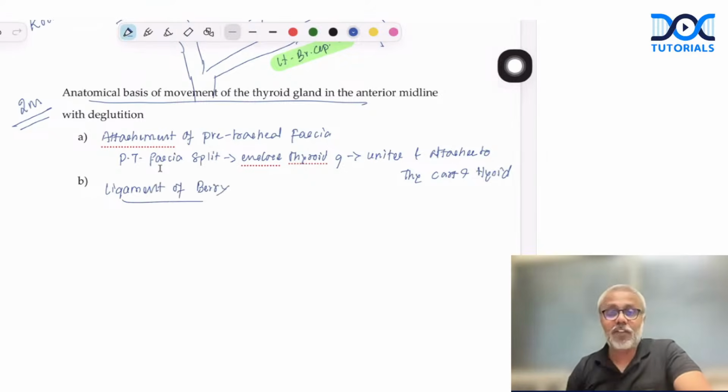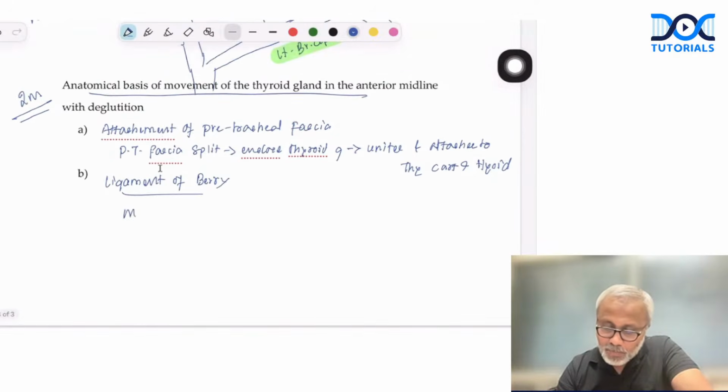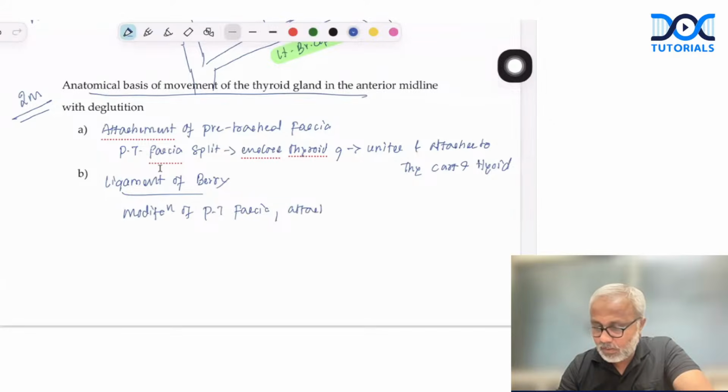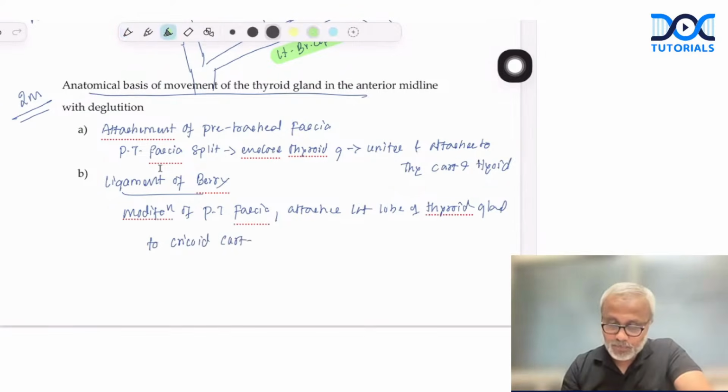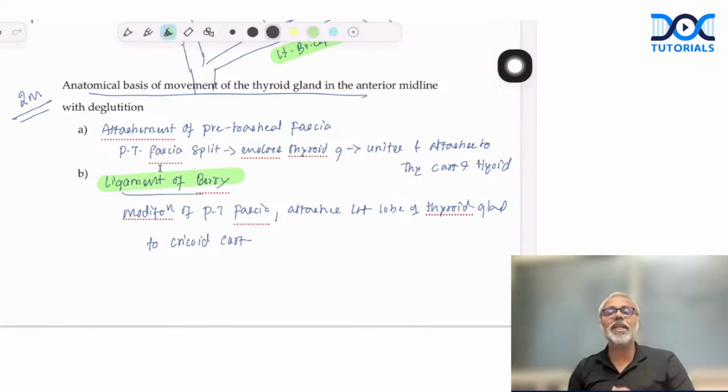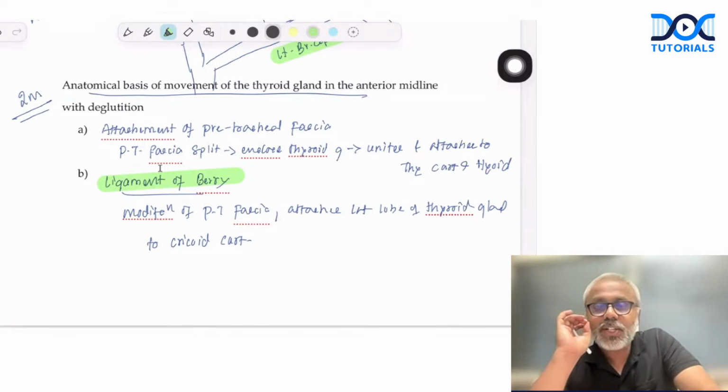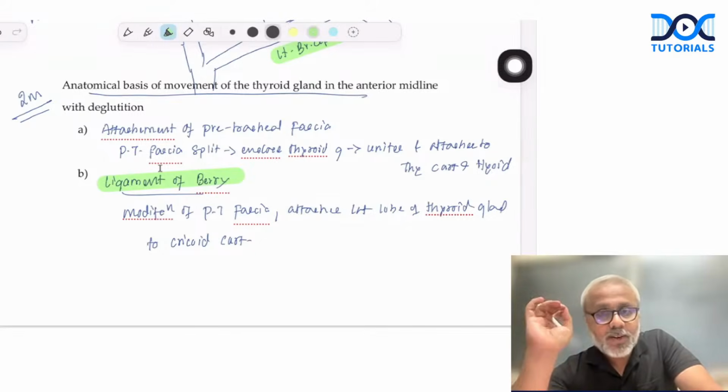The next important reason is something referred to as the ligament of Berry. Now, what is this ligament of Berry? Remember, this is a modification of the pretracheal fascia. This attaches the lateral lobe of the thyroid gland to the cricoid cartilage. This you must know. Most of us know what is the ligament of Berry. The ligament of Berry helps in movement of the thyroid, but what exactly is it? This is the modification of the pretracheal fascia, which attaches the lateral lobe of the thyroid to the cricoid cartilage.